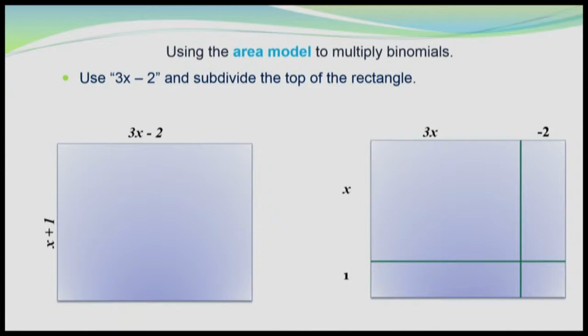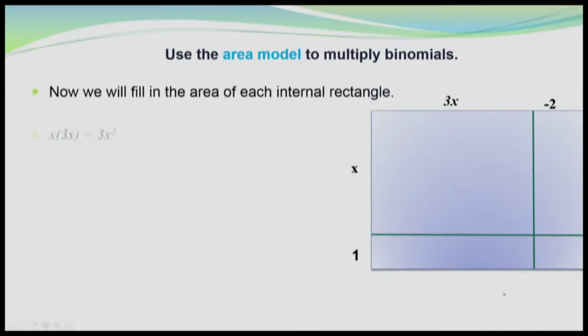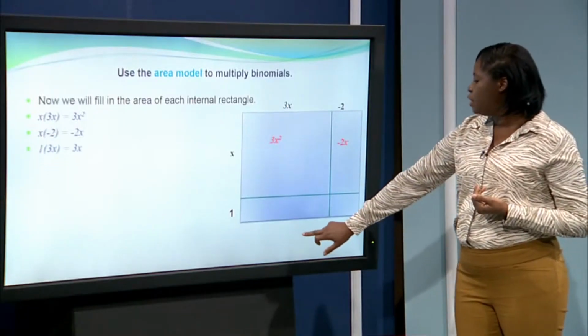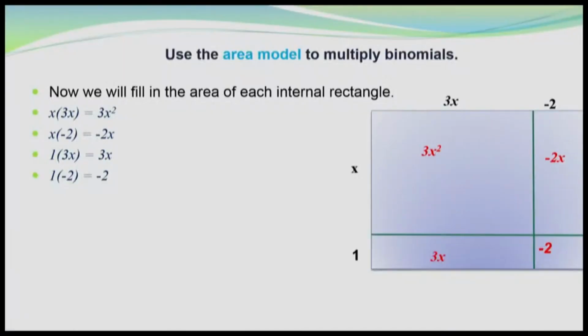So what do you think will happen when we multiply the first area, which is the x, and multiply the 3x? Length times width. We know how to multiply. When we do x times 3x, that would give us 3x squared. And x times negative 2 would give us negative 2x. And 1 times 3x gives 3x, and then 1 times negative 2 is still negative 2. As we did in the example before, we would add all these areas together.